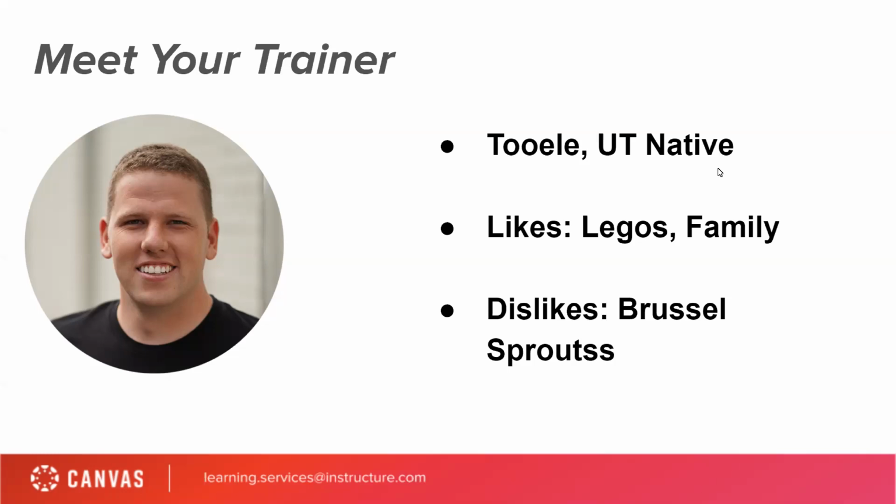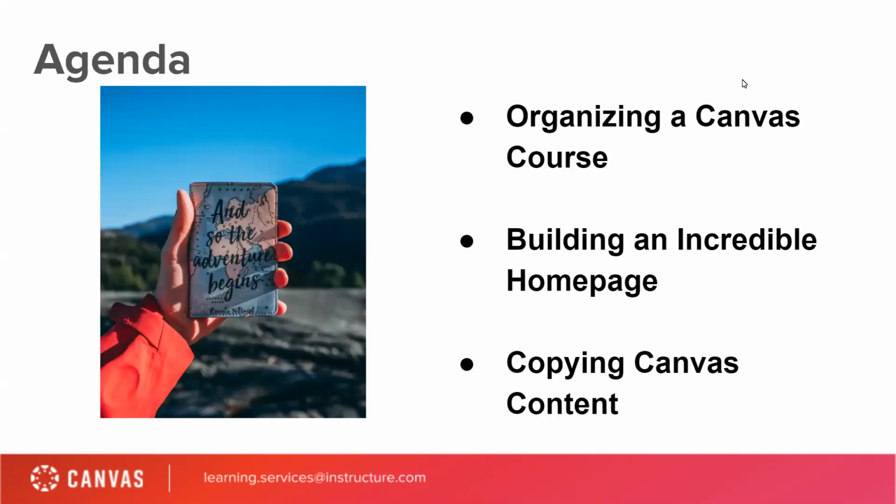All right, let's go ahead and get started then. I think that's all of our housekeeping stuff, so let's take a look at our agenda. We've got three primary things we're going to be talking about today, and we've got about three hours to do it. We'll be taking a break probably every hour or so to stretch our legs, stand up, whatever we need to do. Those three things are organizing a Canvas course, building an incredible homepage, and copying Canvas content. And when I say copying Canvas content, we're also going to be talking about the content that may be provided to you by way of your migrated course. How do you copy content from one course to another, that type of thing.